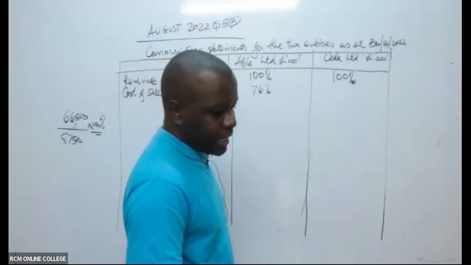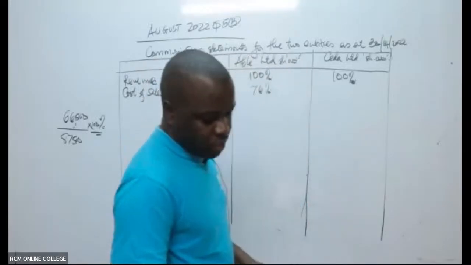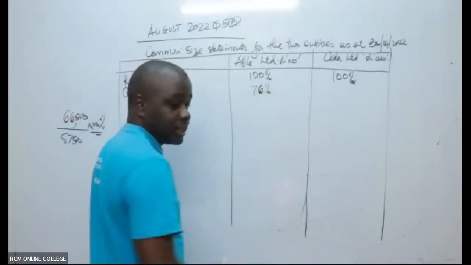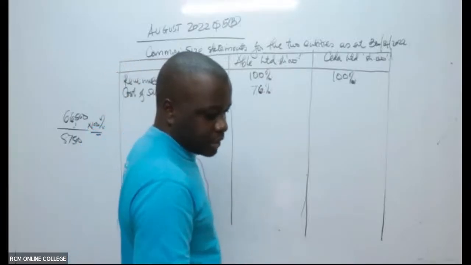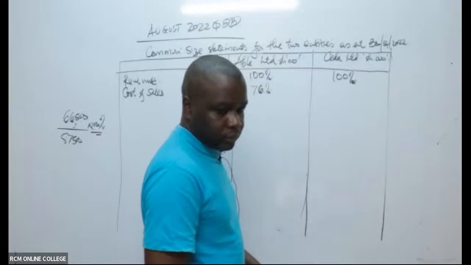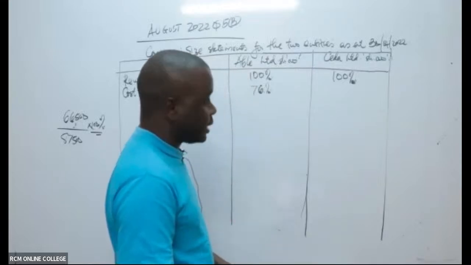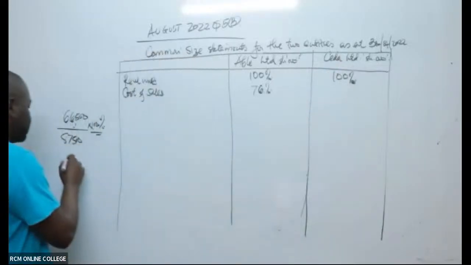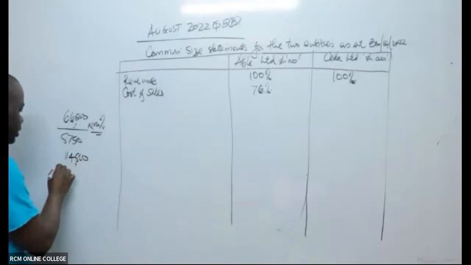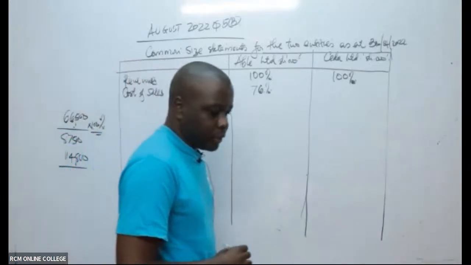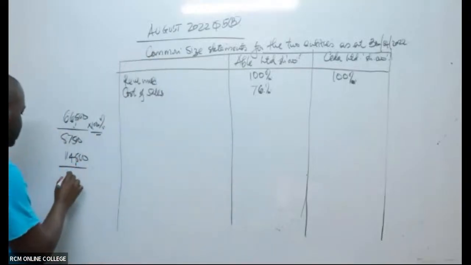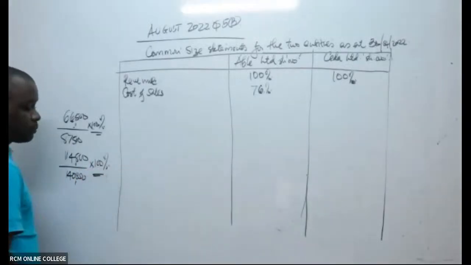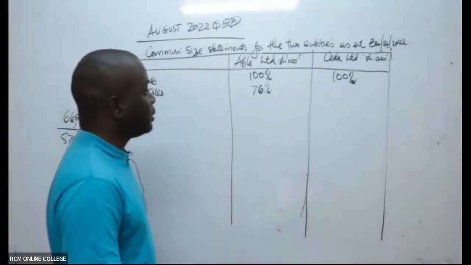What about for SEDA? For SEDA, you take 114,800 and divide by the total sales, or total revenue, which is 140,000. Then you multiply by 100%. So what are you getting?